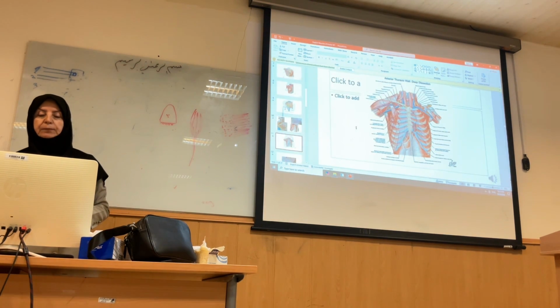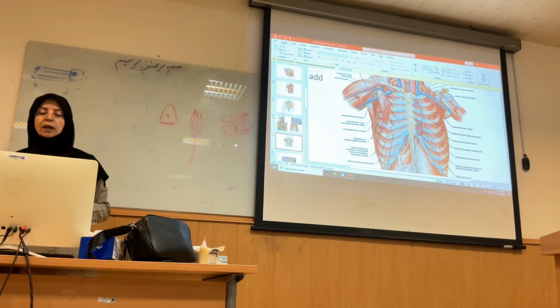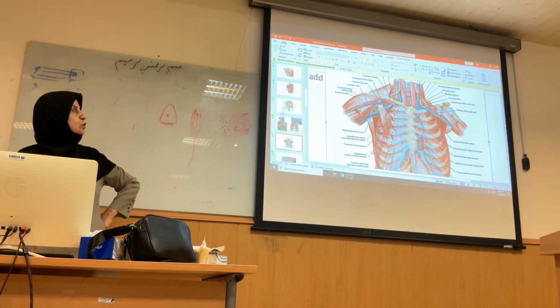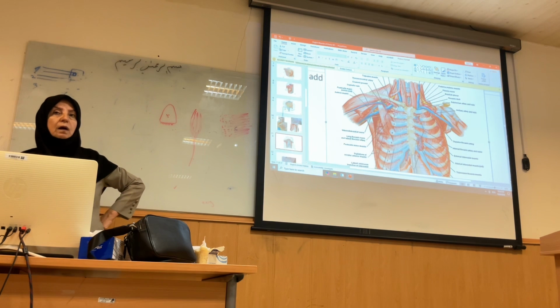Now, here is the pectoralis minor. Look at the pectoralis minor in the upper limb. We are going to show you and explain this artery here. What's the name of this artery? Axillary artery. Some part of the axillary artery is before the pectoralis minor, some part is passing posterior, and some part is after that.